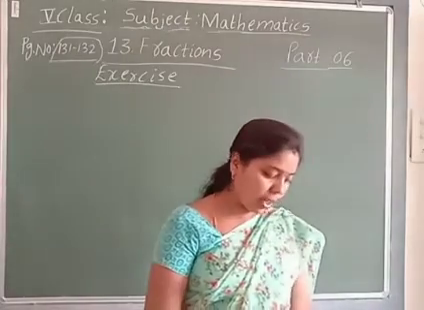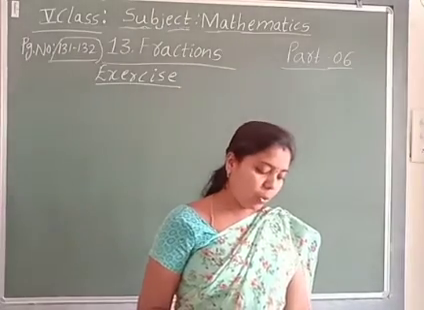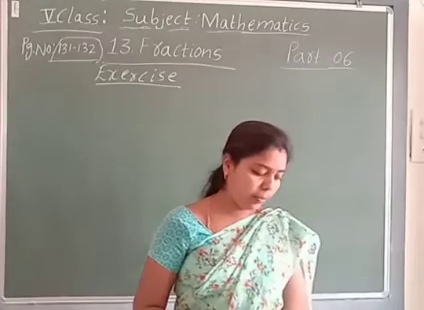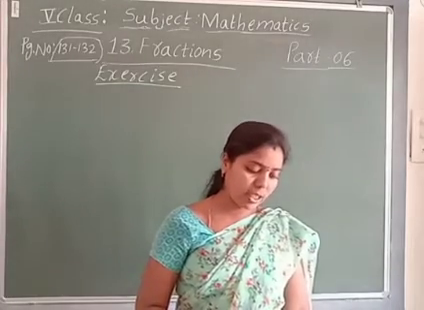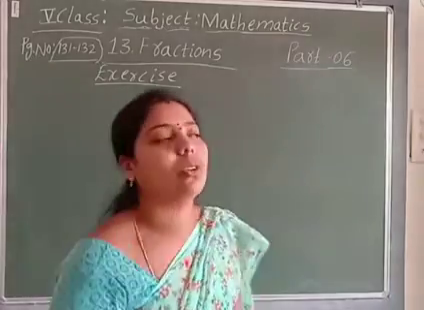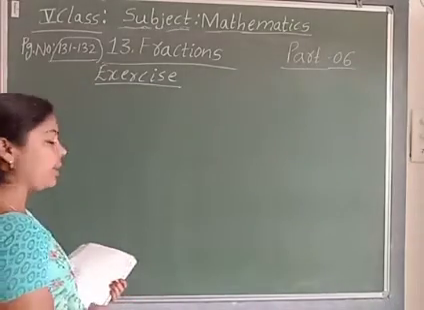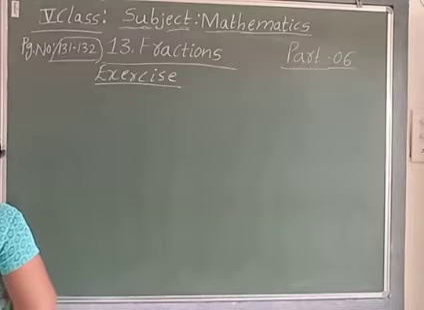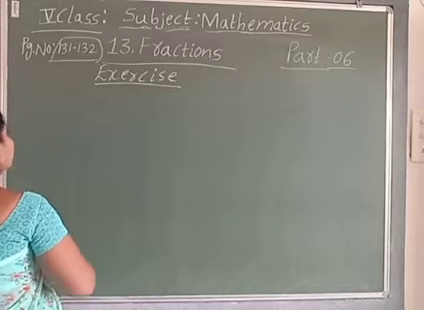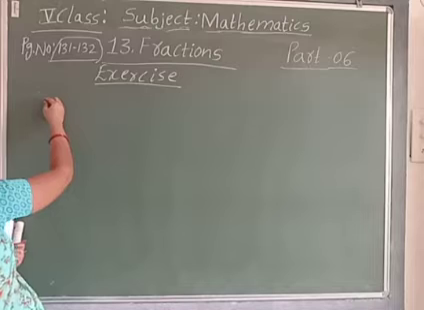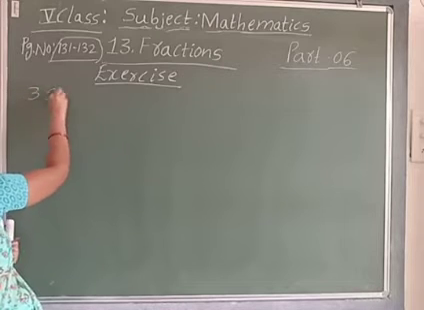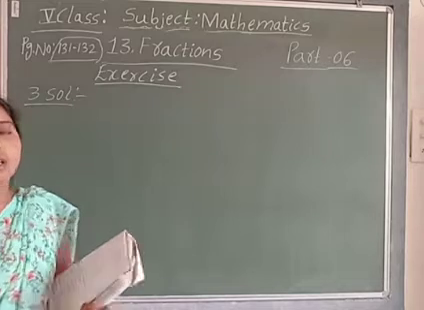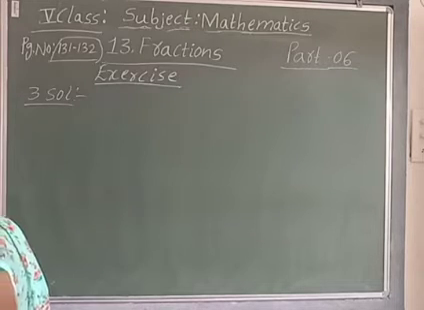Govind bought 12 kgs of potatoes. 2 by 3 of the potatoes were big and 1 by 3 of them were small. How many kgs of potatoes were big? So here, how many kgs of potatoes did Govind buy? Third one. Write that question, children.